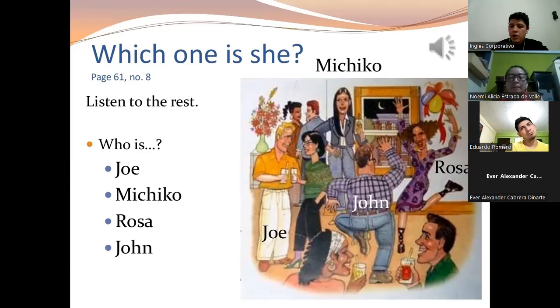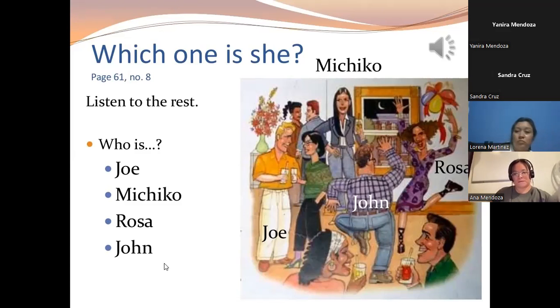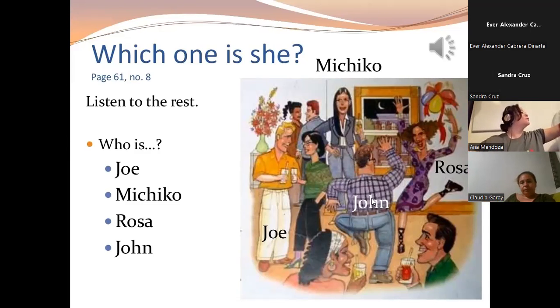Let me choose now Lorena. Let's see, Lorena. Who is John? He is in front of the window. Okay, he's the one in front of the window. He's medium short. Oh, he's medium height. Okay. Medium height. He is dancing. He's dancing. Perfect. Very nice. Dancing. Thank you.